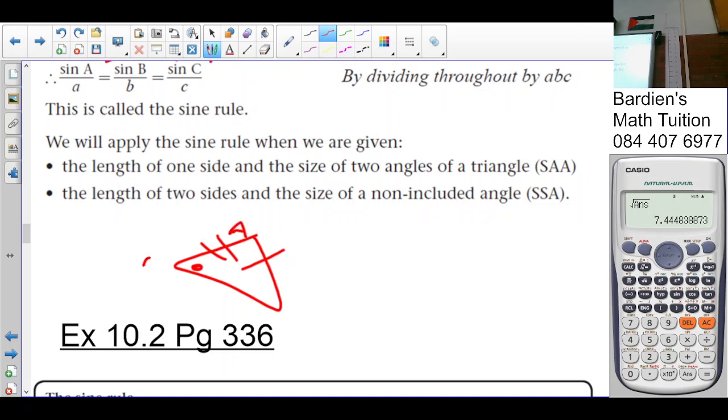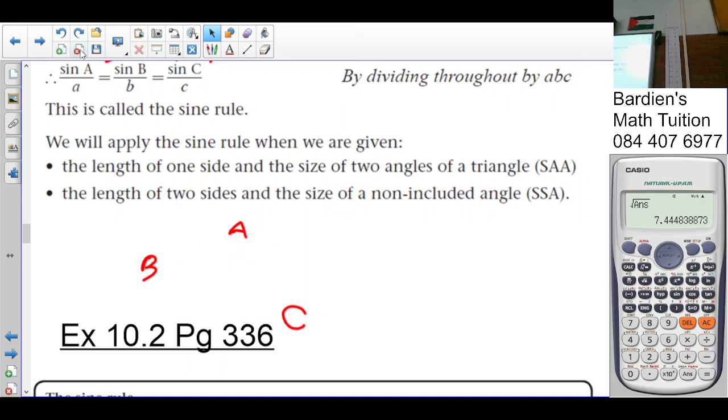So that is ABC. You can either know angle B or angle C, but not angle A. If we know angle A, then something else will come into place. We'll do that probably on Friday or tomorrow. You guys understand?